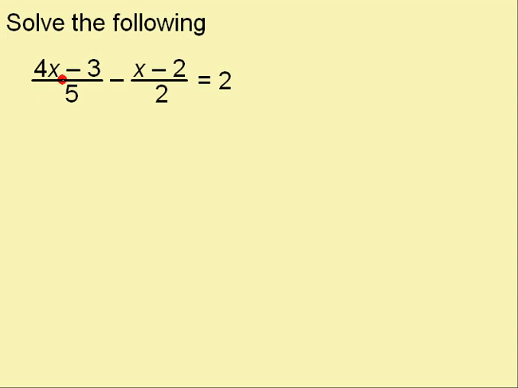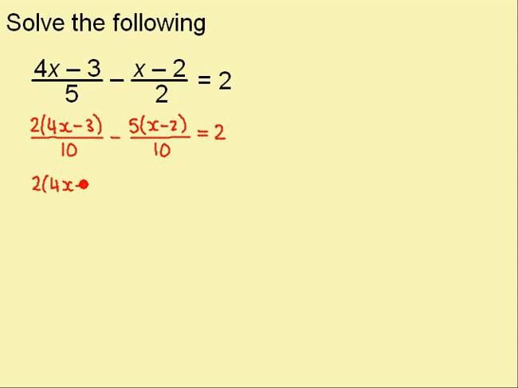So I'm going to multiply this by 2, and I get 2(4x - 3) over 10. And I'm going to multiply this by 5. So I get 5(x - 2) over 10. This remains unchanged. Now I'm going to write this as a single fraction. So I've got 2 brackets 4x - 3 minus 5 brackets x - 2, and that's over 10. And that's equal to 2 still.